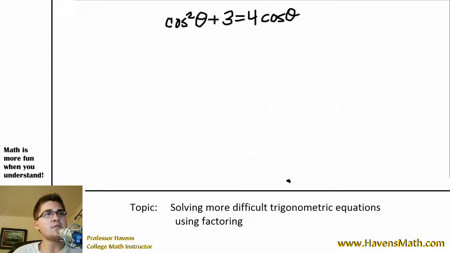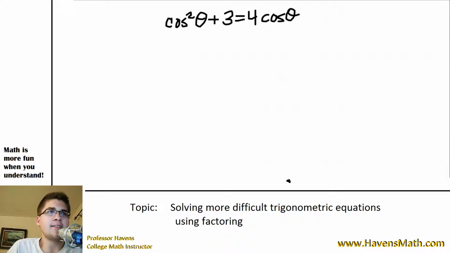So in our first example here, we have the equation cosine squared theta plus 3 is equal to 4 cosine theta. Our basic strategy for solving this equation would be to treat it as if it were a quadratic equation, like x squared plus 3 is equal to 4x. Because cosine theta is something we don't know, if you pretend that unknown is x, cosine squared theta would just be x squared.